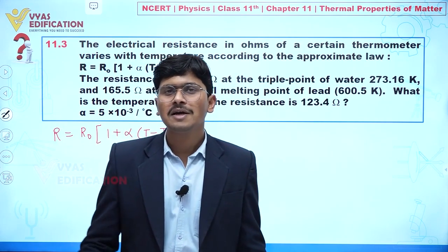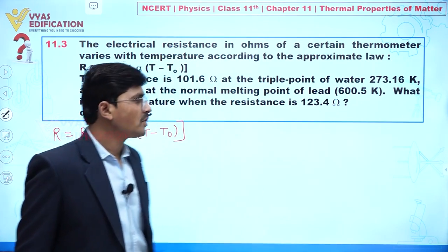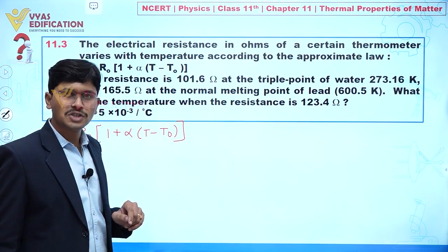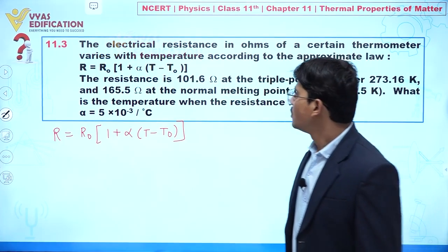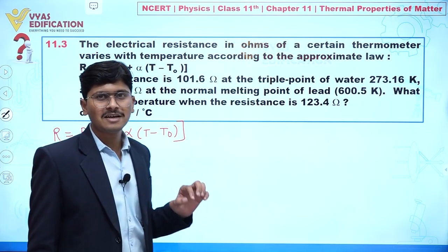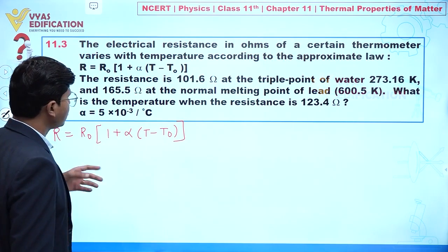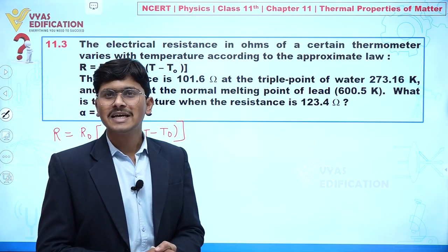Let's suppose this temperature T naught is 0. At that time you can say this alpha is defined at 0 degree Celsius and R naught is the resistance at 0 degree Celsius. So from here you can directly say R equals R naught (1 plus alpha T). But in this case, because the value of T naught is not provided to you, we cannot assume it to be 0.